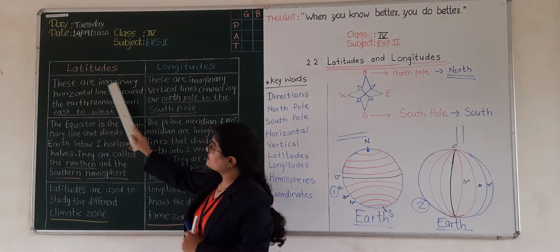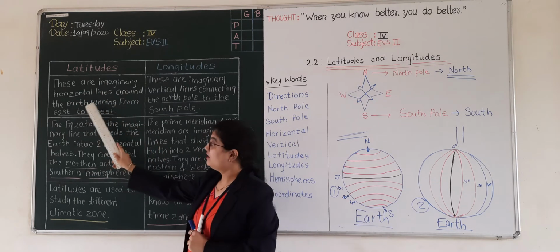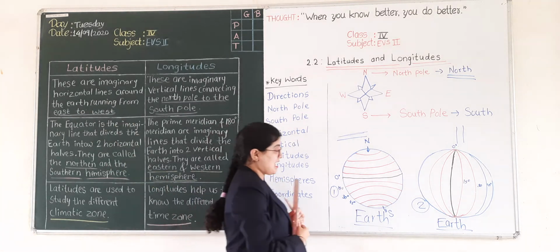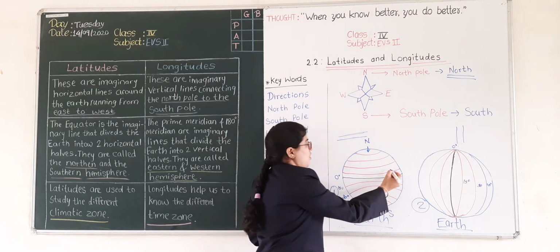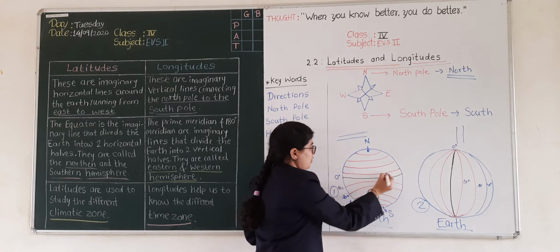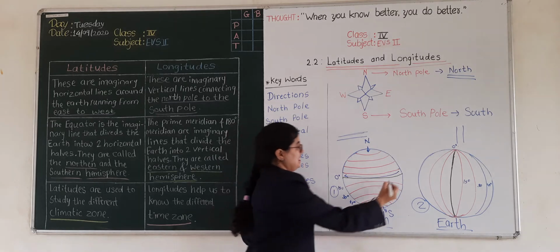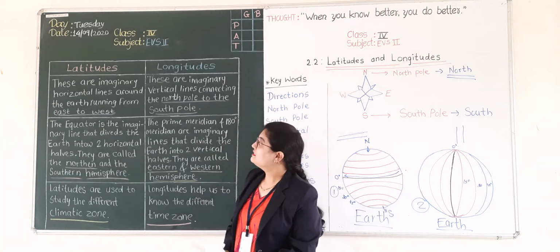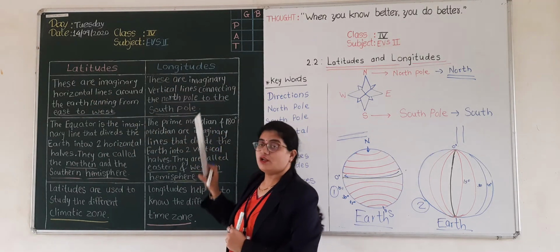These are imaginary horizontal lines around the earth running from east to west. Okay? These lines are the imaginary lines on the earth which run from east to west. Understood? Then the second point about the longitude.